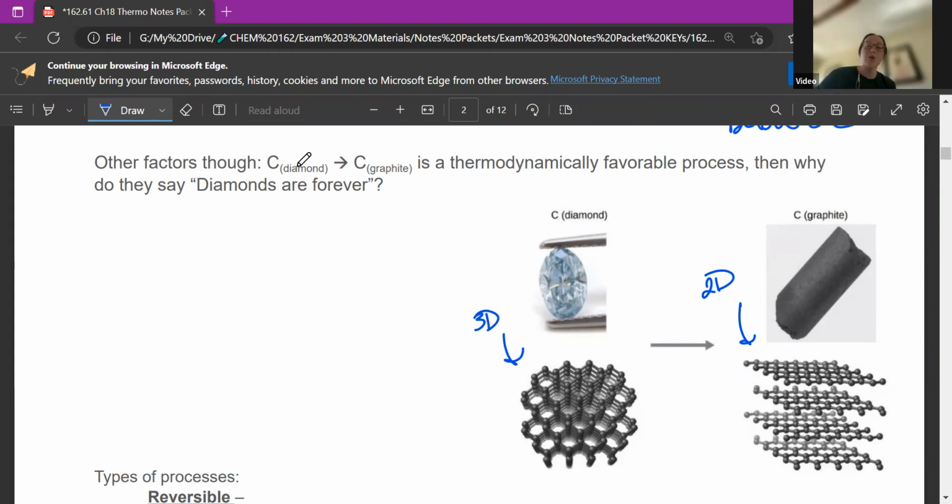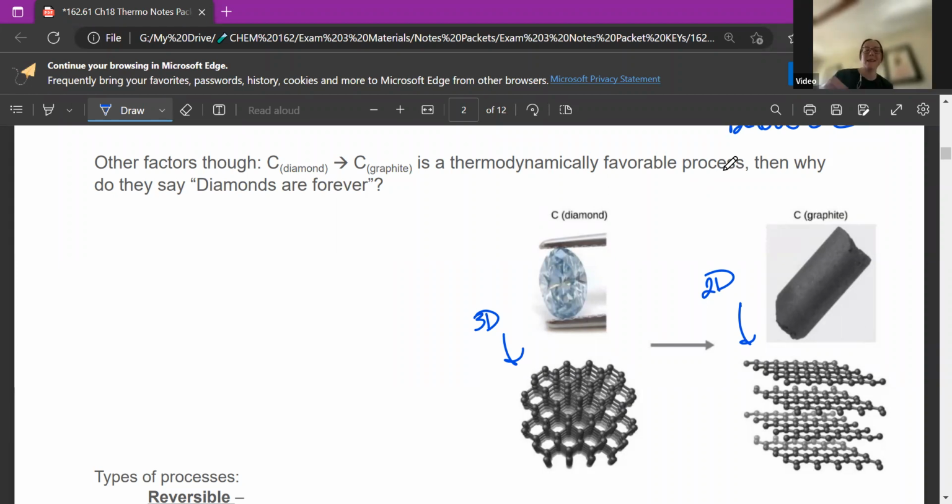So turning diamond into graphite, is that a thermodynamically favorable process? Okay, and it actually is. Turning diamond into graphite technically would be a thermodynamically favorable process, but then you're looking at, well, if I have a diamond, even if I put in a bunch of energy, it's not just going to turn into graphite, right? The opposite is true if we're looking at the other way. We do have to put in a lot of energy in order to get graphite to turn into diamond.